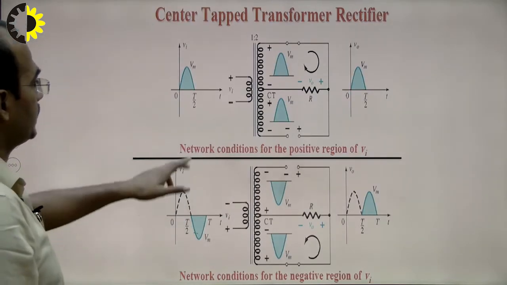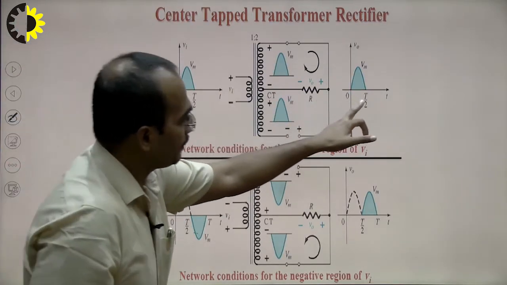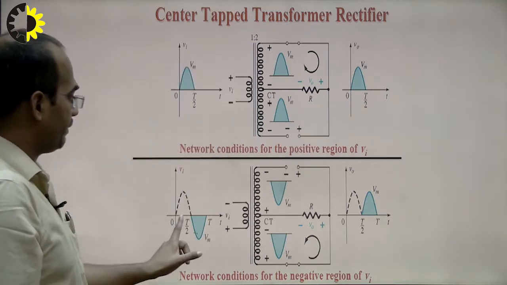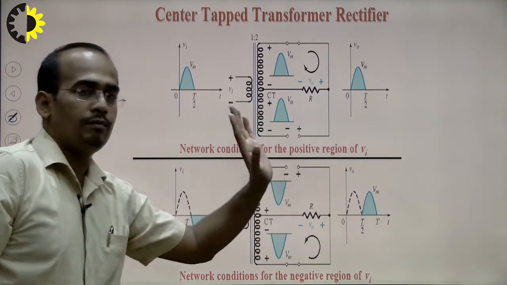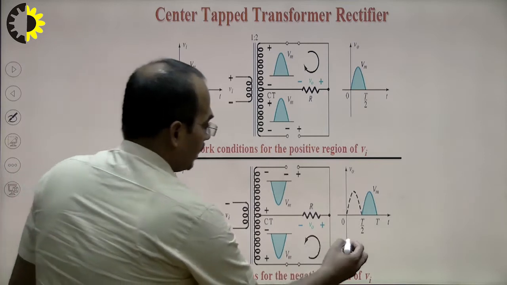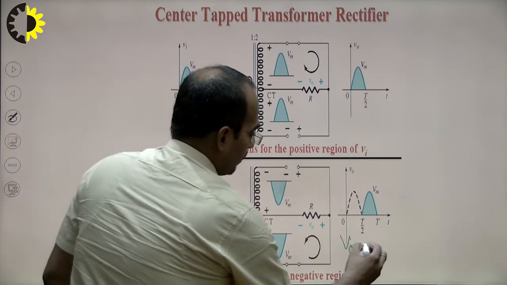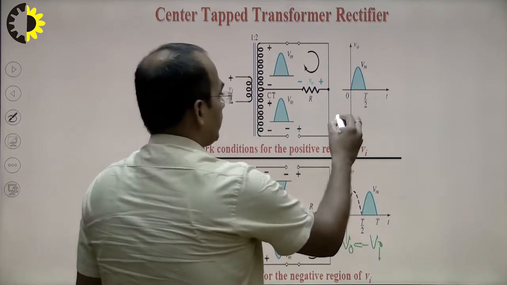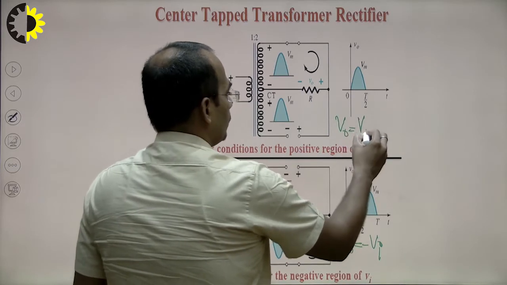This has been shown in this figure. For the positive half cycle I am getting this positive half cycle, and for the negative half cycle I am also getting a positive half cycle, because here you are getting V naught is equal to minus Vi, and here you are getting V naught is equal to Vi.